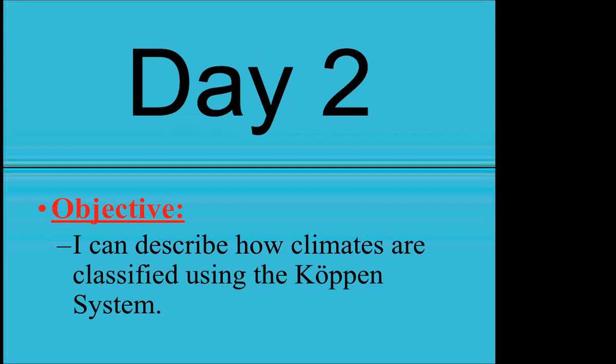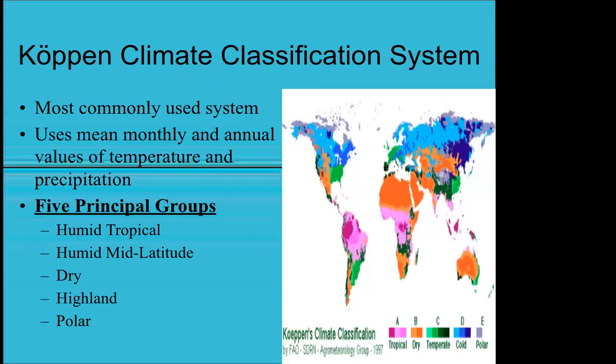Okay, today we're going to talk about the Koppen system. And we are going to be able to describe how climates are classified using that specific system. Okay, so the Koppen climate classification system is the most commonly used system. It uses mean monthly and annual values of temperature and precipitation. Okay, there are 5 principal groups: humid tropical, humid mid-latitude, dry, highland, and polar. And now yesterday, we saw some of these words because we talked about tropical, we talked about temperate, right? And we talked about polar.